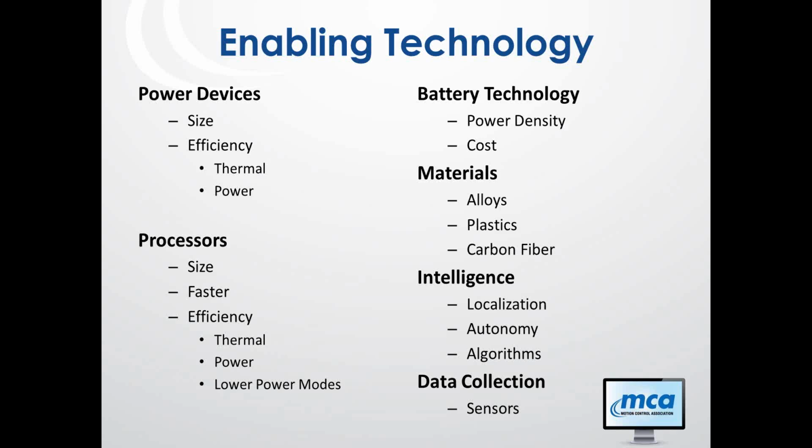This is enabling, but it's also gating. The power density has improved greatly. The cost has also come down. Materials: what kind of materials can we use to make the vehicle very lightweight and still achieve the strength and robustness that is needed? Intelligence: there's been a lot of work done in localization and autonomy and on sensor algorithms to deal with all the different types of sensors. There are so many sensors out there today that we can use, but we still have to interpret that data. The sensor simply collects the data. The processor or controller has to analyze that data to make decisions for the bot.